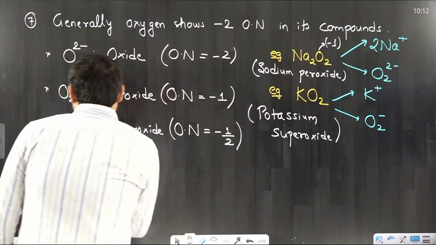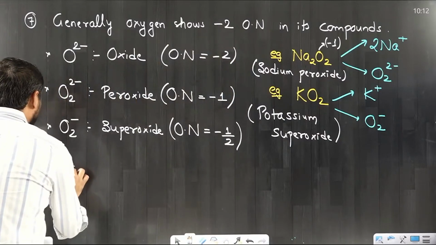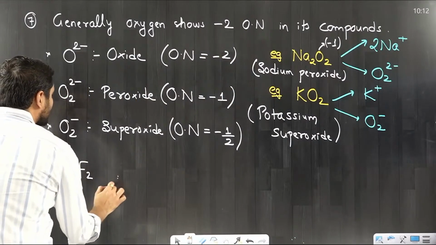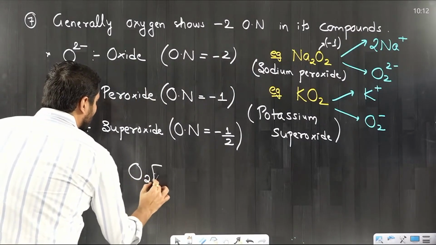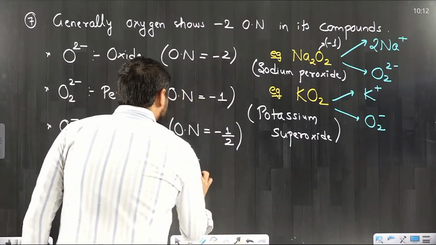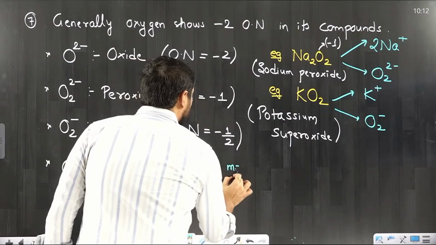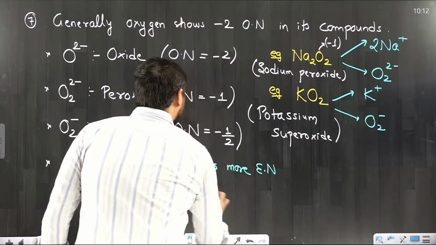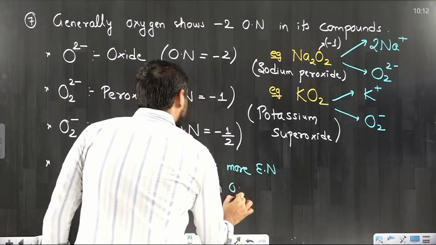And the next important point is, whenever oxygen combines with fluorine. Now, fluorine is more electronegative than oxygen.